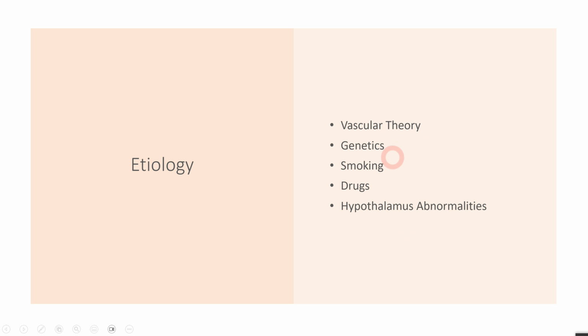Now, if we talk about etiology of cluster headaches, basically there's not one particular etiology that's directly associated with cluster headache. However, there are different factors which are associated. The most commonly associated factor for cluster headaches is vascular theory. Other than that, we have genetics, smoking, drugs, and hypothalamus abnormalities. So, vascular theory is the most important and common etiological factor that leads to cluster headaches. Other than that, there are other associated factors as well.